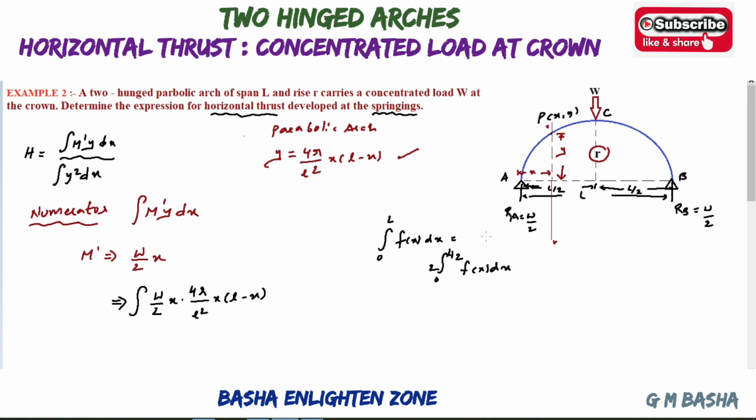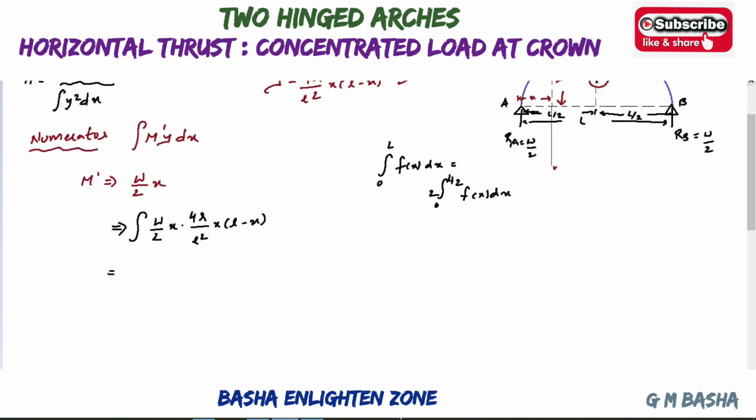So if f of x is even, it will be 2 times the integral of 0 to L by 2 of f of x dx. So your limits will be taken equal to the overall span length, that is 2 times the integral of 0 to L by 2 of w by L square, so this 2 and 2 will be, so w by L square, 2 w r, x square into L minus x.